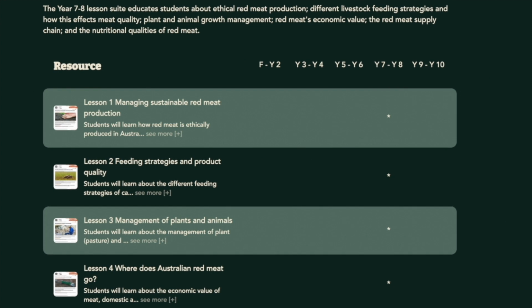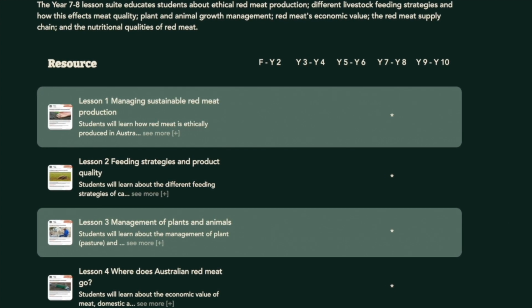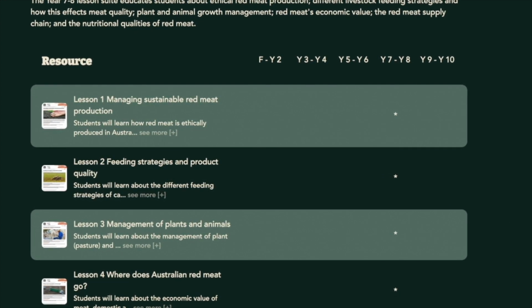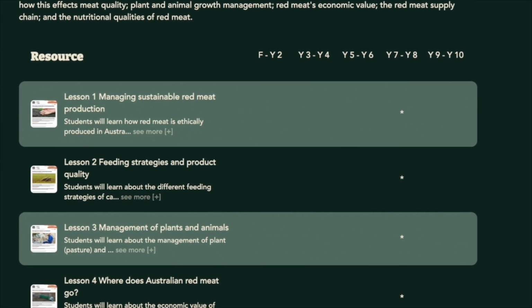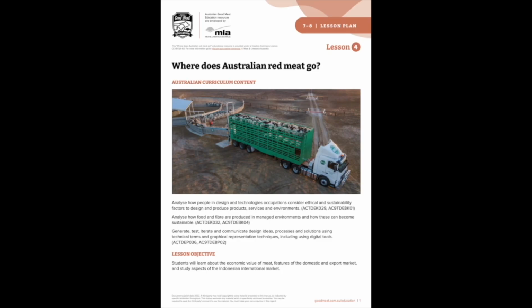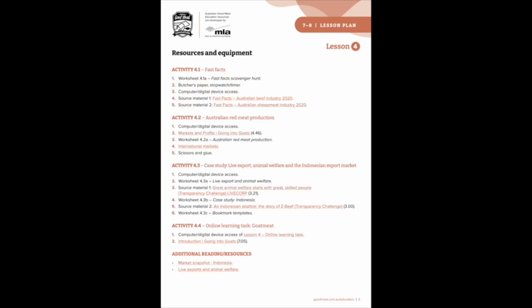Let's have a look at 2 of the lessons within the series. By looking at these, you will gain an idea of how you can implement the lessons within your classroom and see the nature of the activities that they include. Lesson 4 focuses on where does Australian red meat go. Students will learn about the economic value of meat and the features of the domestic and export market. They will study the Indonesian international market in greater detail.